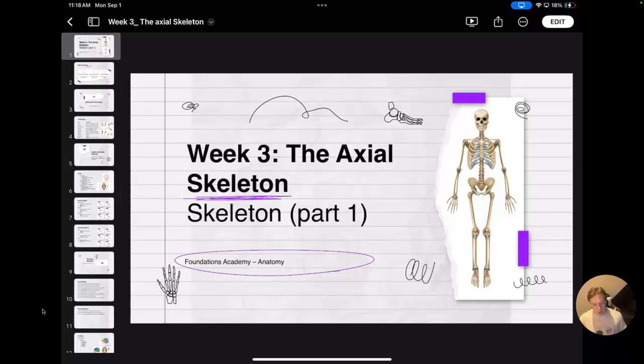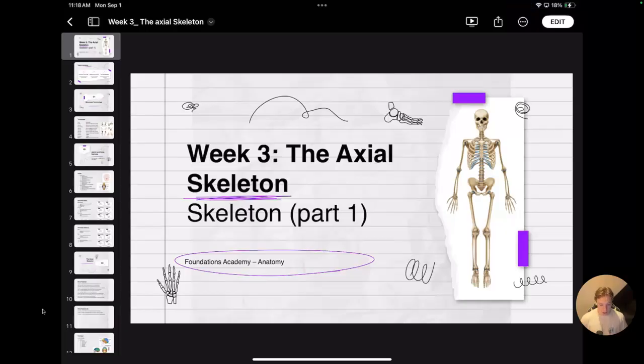By the time you're seeing this recording, you've probably already started your drawing the skeleton activity in class, and you'll probably be working on that for 2, maybe even 3 weeks. But this is just a video to talk about what kind of things we're looking at when we look at the axial skeleton.